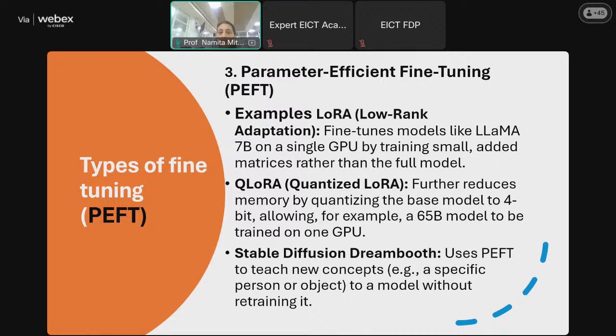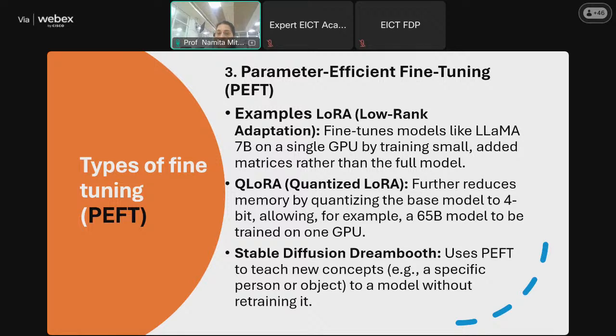In PEFT, we have LoRA. It fine-tunes models like Llama. People are using it. It is very popular. There are various versions of Llama. Nowadays, I think, 30 billion or 300 billion, 7 billion on a single GPU by training small added matrices rather than the full model. Instead of using the full model, we can take part of that and tune according to the need. That is tuning of the parameters, tunable parameters.